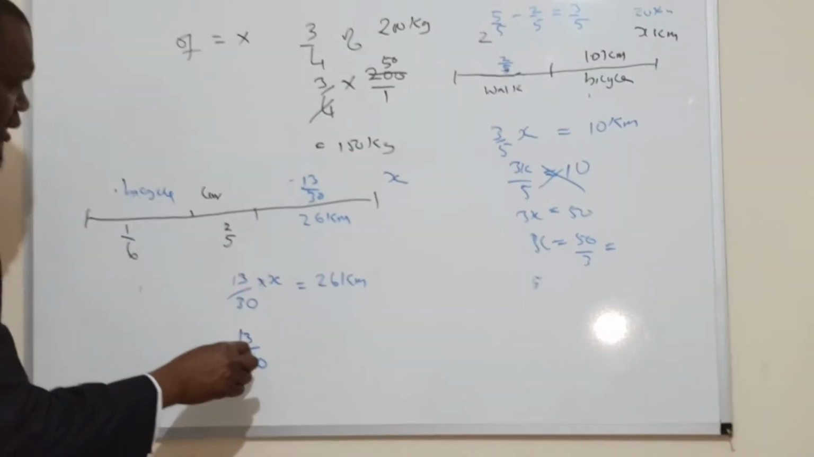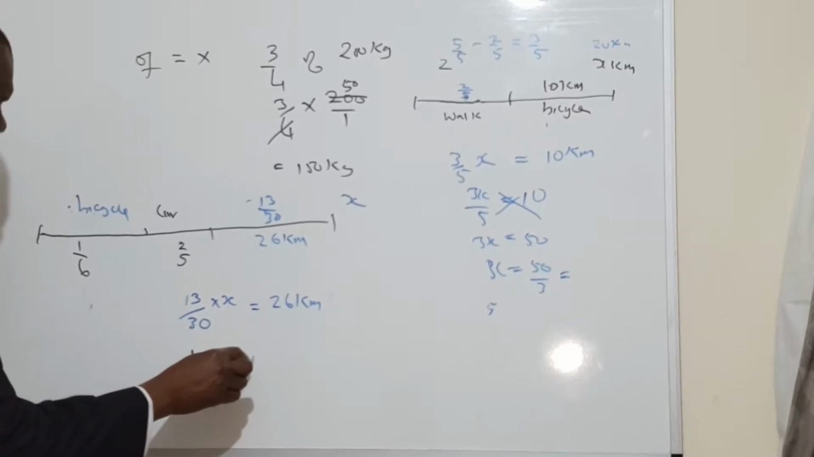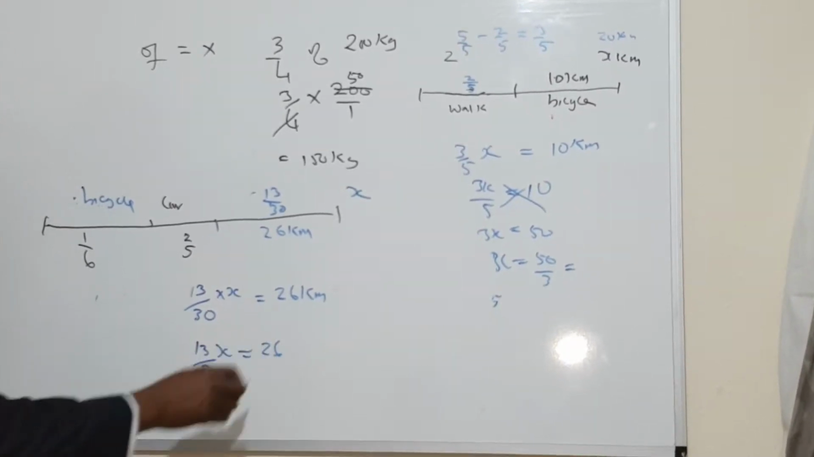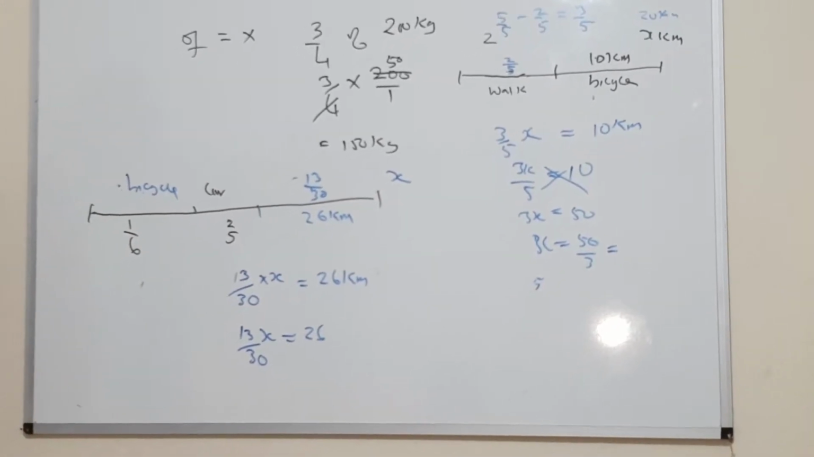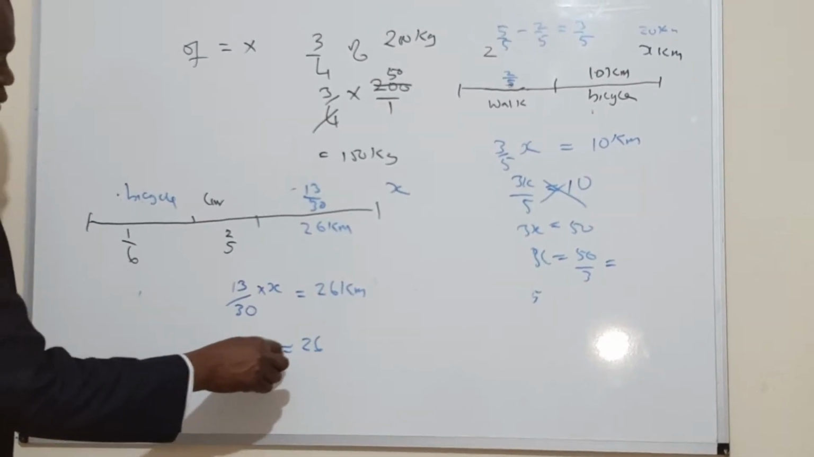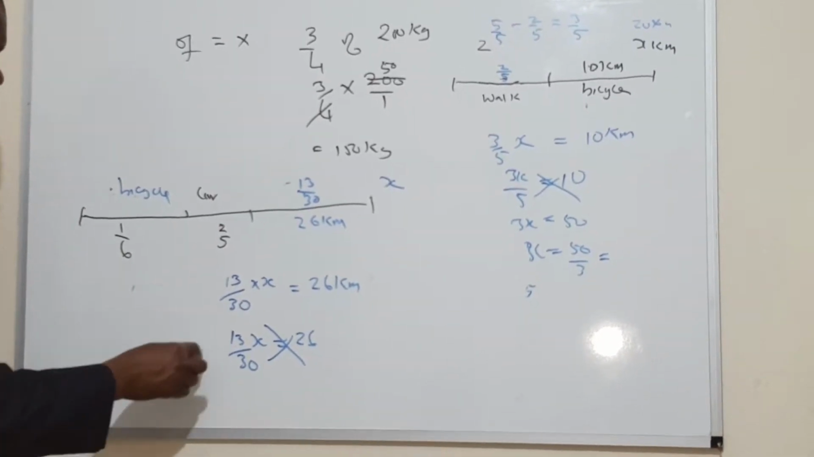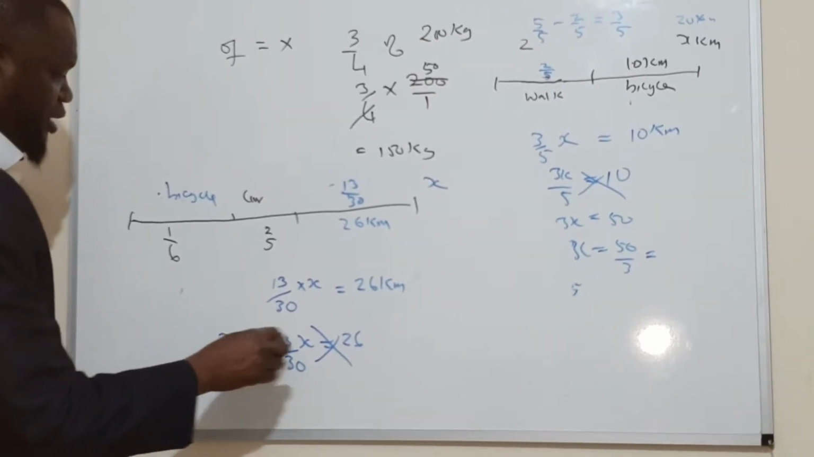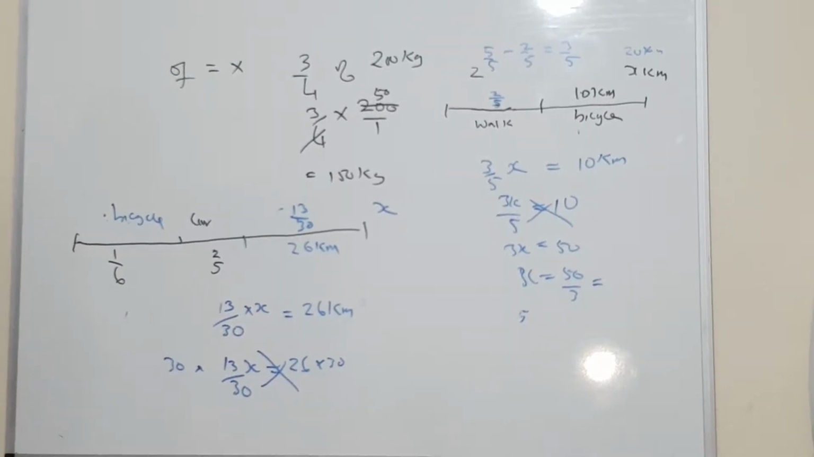13/30, x is equal to 26. What is x? Like I said, we can cross multiply. If you don't know cross multiply, whatever you know in your school, you can do that way. Multiply each side by 30. Basically, you are doing the same thing.